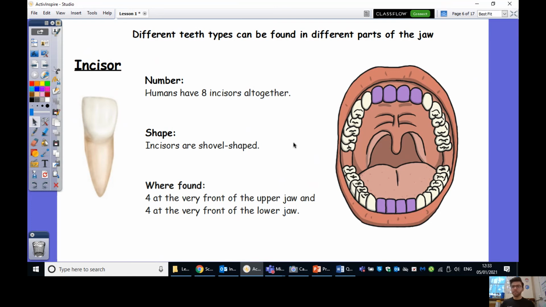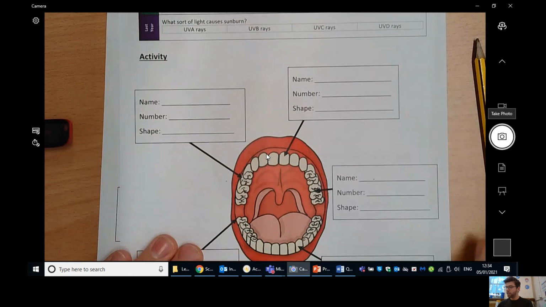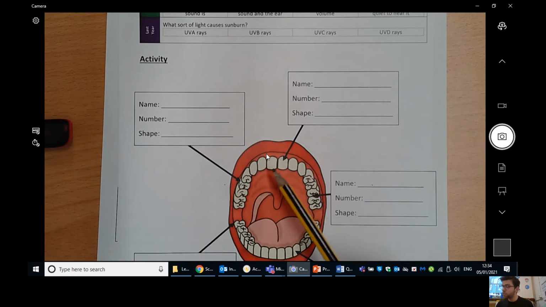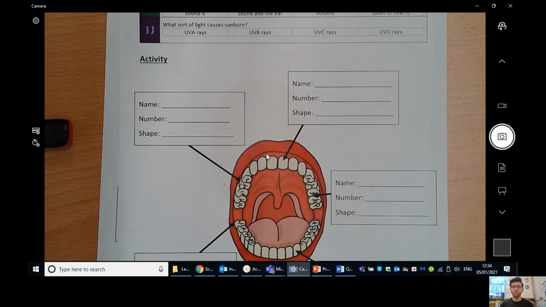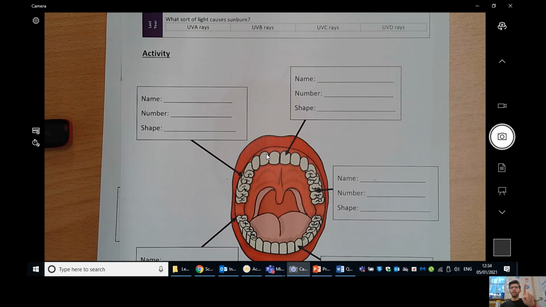So we're going to split this lesson into sections. Here we have your sheet. What I'd like you to do is go through and just do the first tooth that we have looked at. What was that tooth called again? Can you help me out? All of you hold it in your head, and on the count of 3, I want you to call out the name of that tooth. 3, 2, 1. Hopefully all shouting out incisor there.